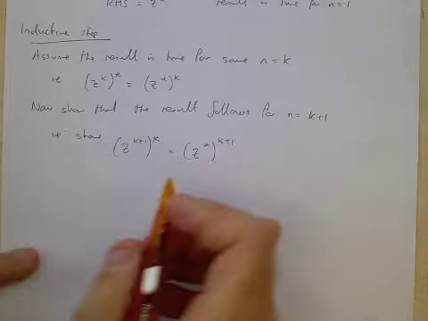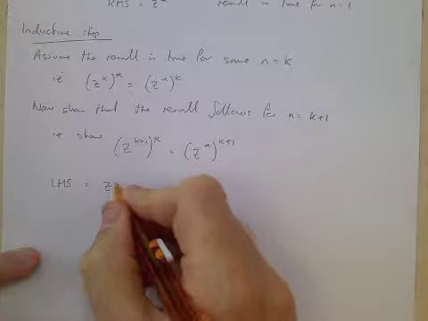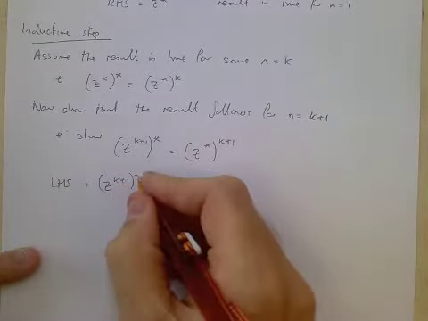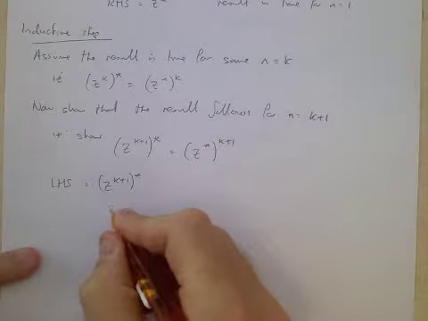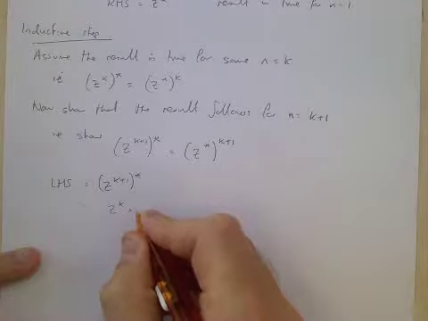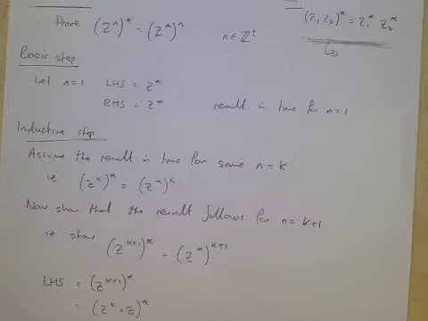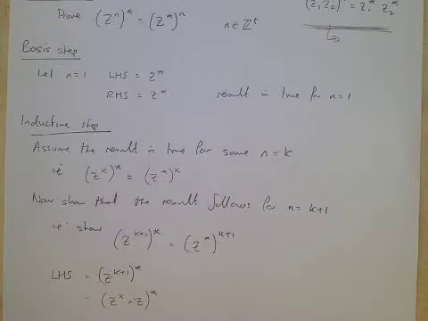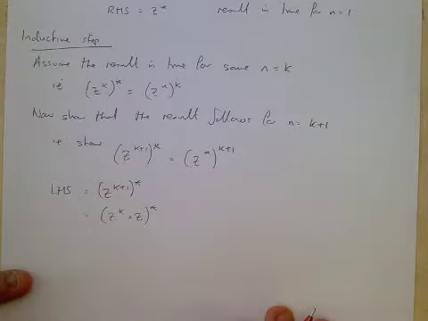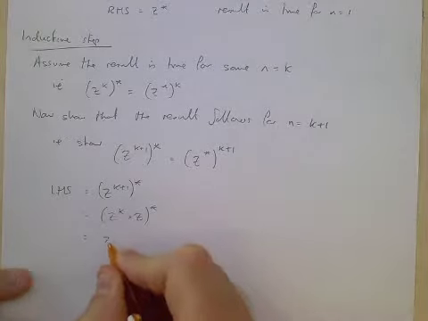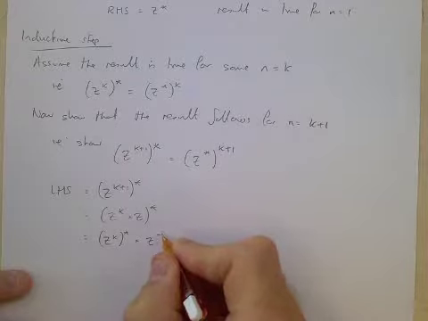So how am I going to do it? Okay, well, let's start with one of them. Let's start with the left hand side, which says z to the k plus 1 conjugate. I'm going to write that as z to the k times z, conjugate, and this is where I use the result I mentioned at the start. I can take the conjugate of these two complex numbers separately. So this becomes z to the k conjugate times z conjugate.